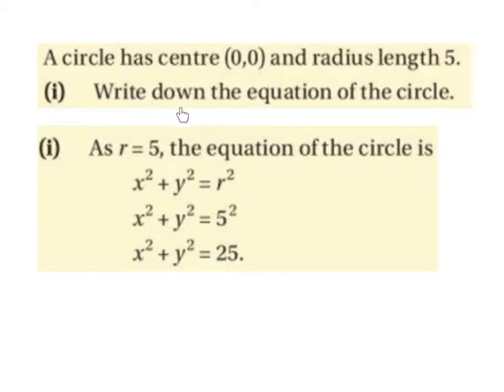So part 1, write down the equation of the circle. So we have a centre of 0, 0. So we're going to use the formula x squared plus y squared is equal to r squared, where r represents the radius. As r is equal to 5, the equation of the circle is going to be x squared plus y squared is equal to 5 squared. And 5 squared is 25, so the equation of the circle is x squared plus y squared equals 25. Any circle with a centre of 0, 0 is in this form.